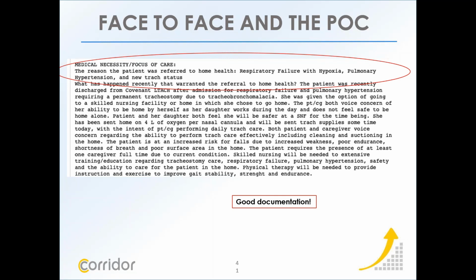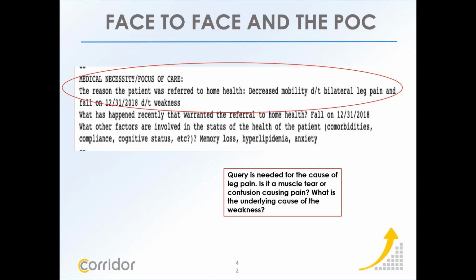We have the reason the patient was referred to home health: respiratory failure with hypoxia, pulmonary hypertension, and a new trach. So we've got three things going on there, and all of those are acceptable. We have nice progress note type documentation once again. It gives us some information that the patient's on oxygen, and it has the intent of the patient's caregiver performing daily trach care. So it's a lot of detail, and that's really what you're wanting for a good face-to-face, something you can pull off of, set up your plan of care, and code from. That's really what you're looking for. So this is a good one for us.